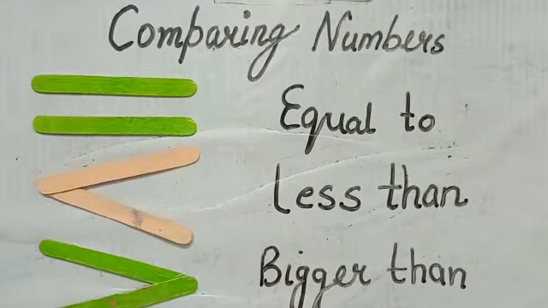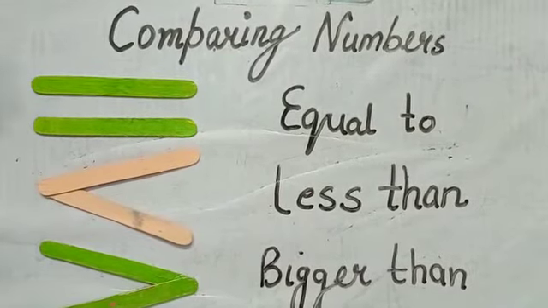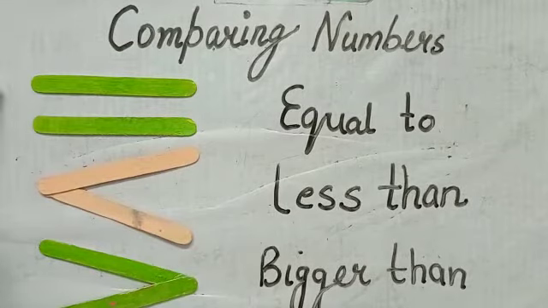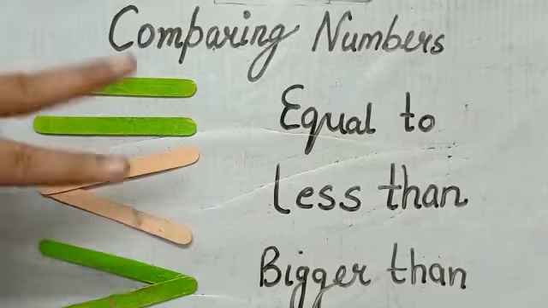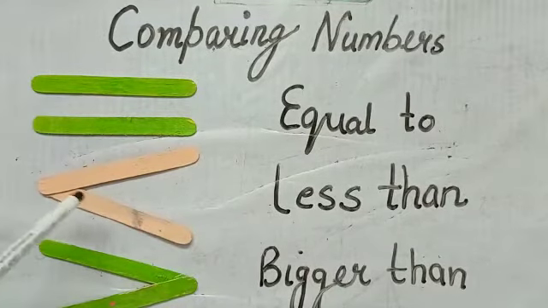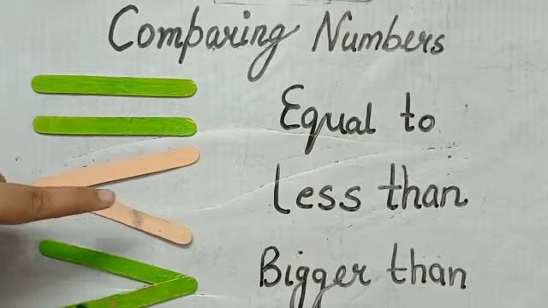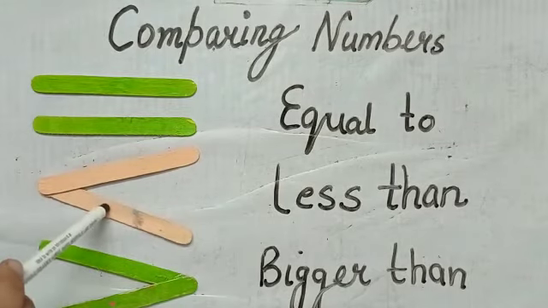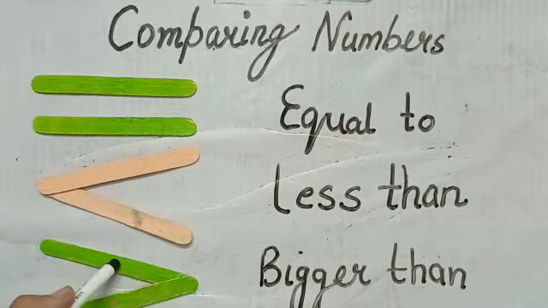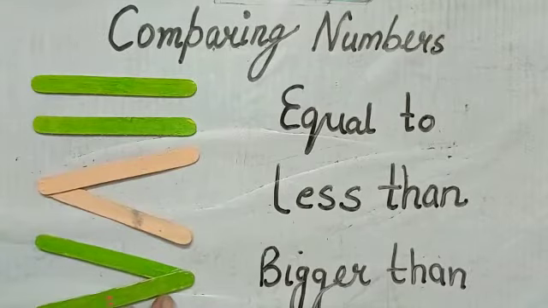So when we compare numbers, we will use these three signs. This is the equal to sign when two numbers are equal, and this is the less than sign when one number is less than another number. And we use this sign for bigger than, when one number is bigger than the next number.